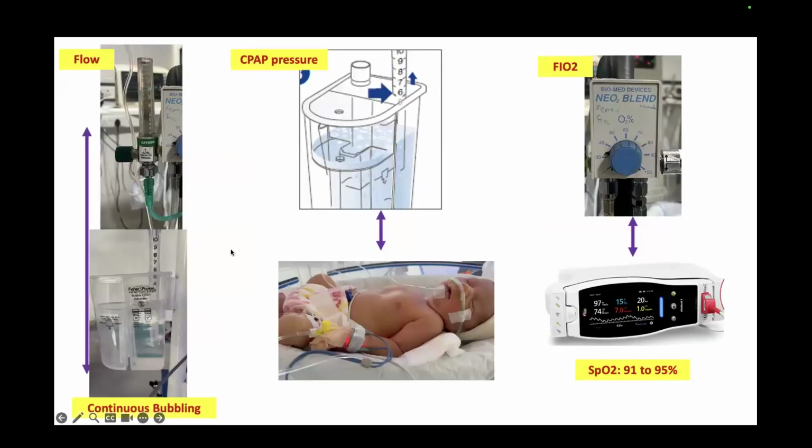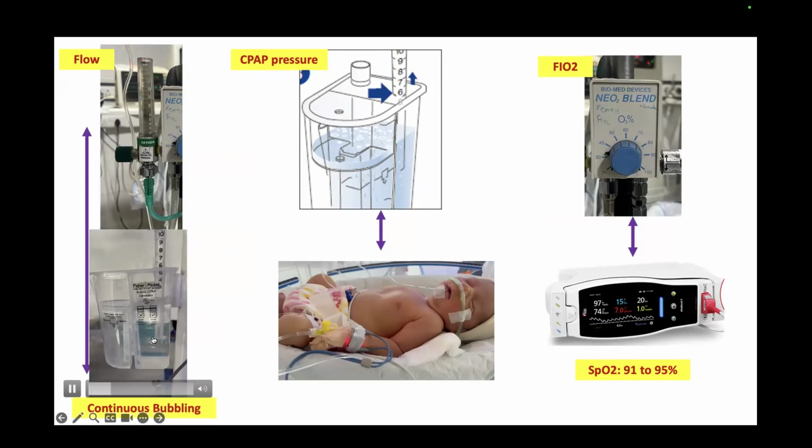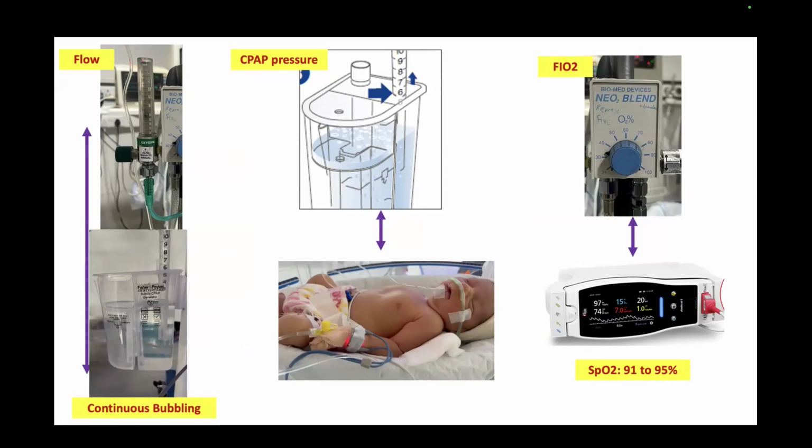So once you set this pressure and these flows, how do you titrate further? It's very simple. For the flows, you look at the bubbles in the bubble chamber. You should be able to see continuous bubbling. If there are no bubbles or if there are intermittent bubbles, either the flow is inadequate and you need to increase the flow, or there could be leaks in the circuit, at the interface, or at the mouth of the baby.